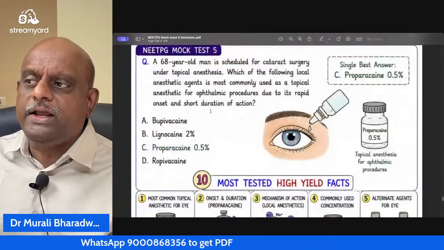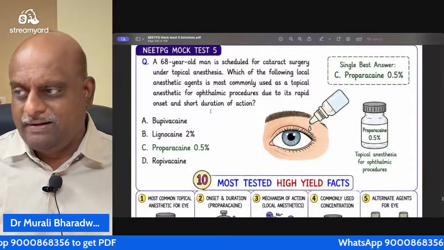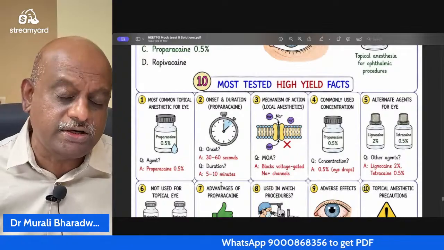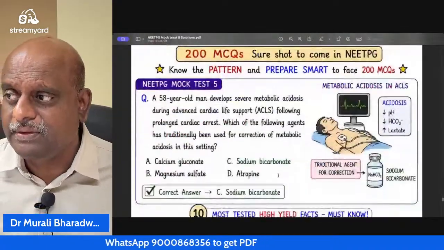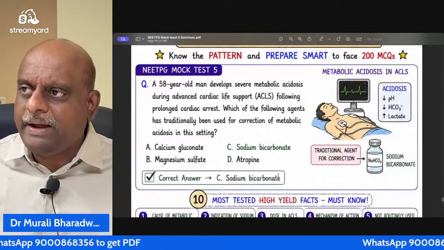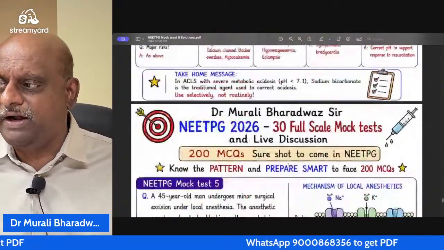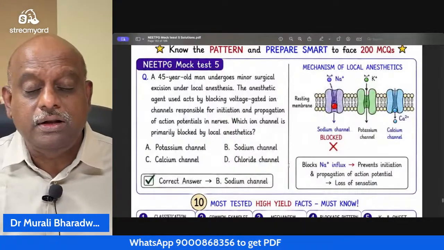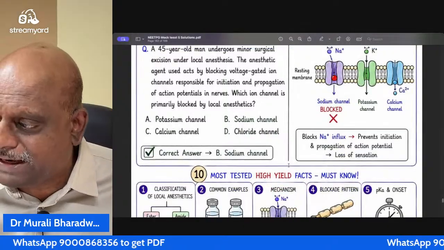So, which local anesthetic you will put in the ophthalmic procedures, doc? Proparacaine, 0.5%, whose onset is within 30 to 60 seconds and duration is 5 to 10 minutes. It blocks the voltage-gated sodium channels. In advanced cardiac life support, we administer sodium bicarbonate in order to counter the metabolic acidosis, is what we need to remember. Local anesthetics, all, what is their mechanism? It is the blocking of the sodium channel is a mechanism of action.